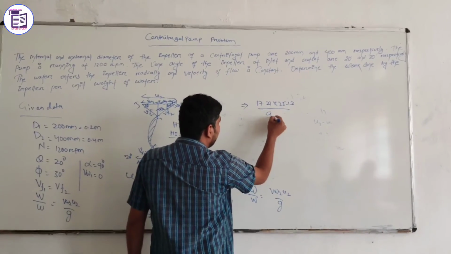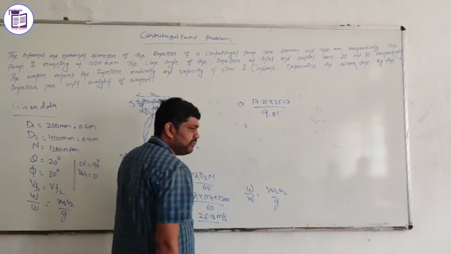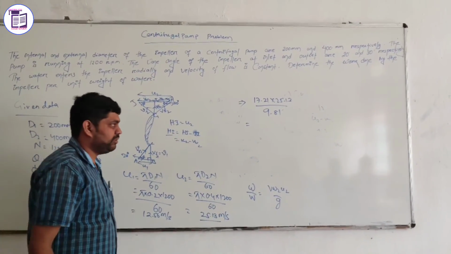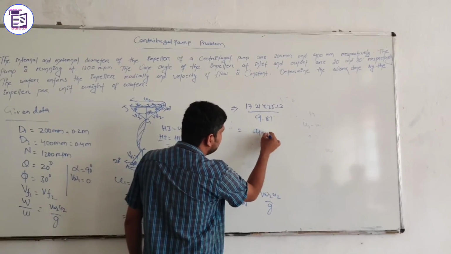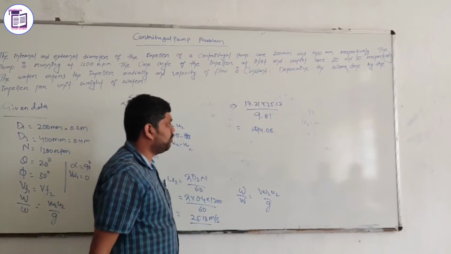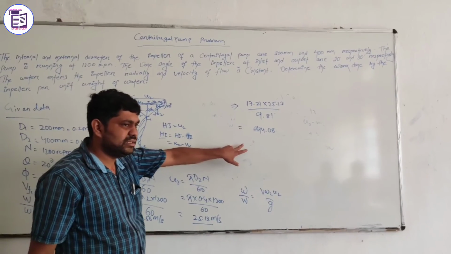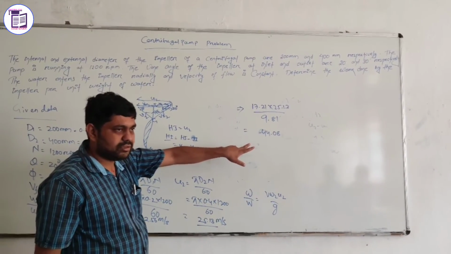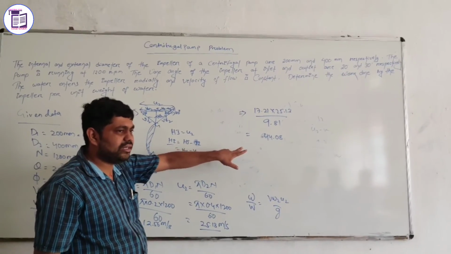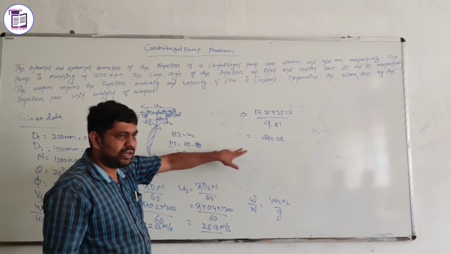Now the value is 44.08. So 44.08 in total. This is per unit weight. So work done per unit weight means what? The weight unit is what? The weight unit is Newton.